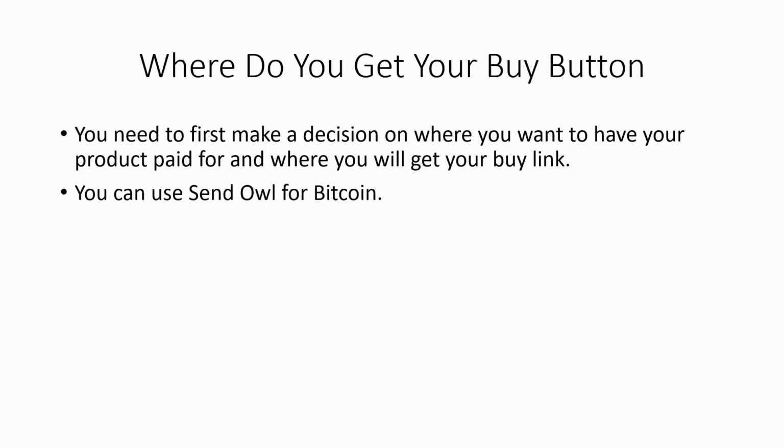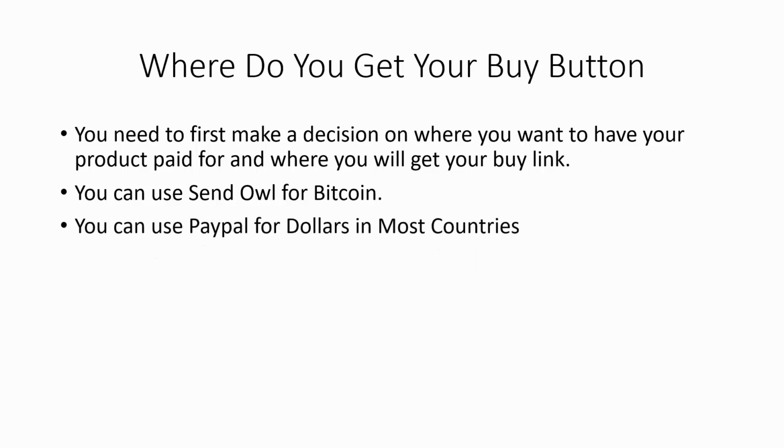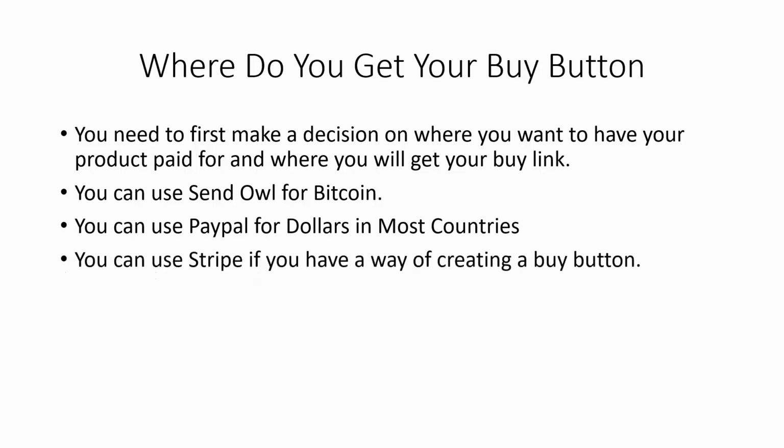For example, and we're not going over it in this session, but you can set up something like SendOwl if you want to take Bitcoin, right? So let's say that you don't want to take dollars, you want to take Bitcoin or some other cryptocurrency. You can do that on SendOwl. You can also, of course, use PayPal for dollars from most countries. So depending on where you are in the world, you're probably going to use PayPal. And if you don't use PayPal, you can use Stripe.